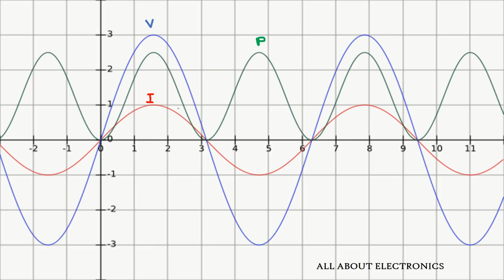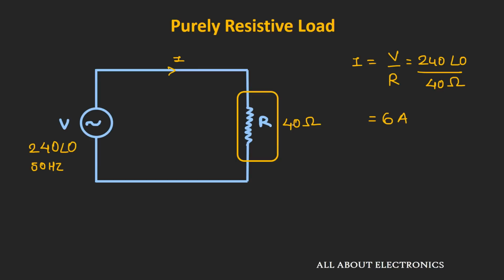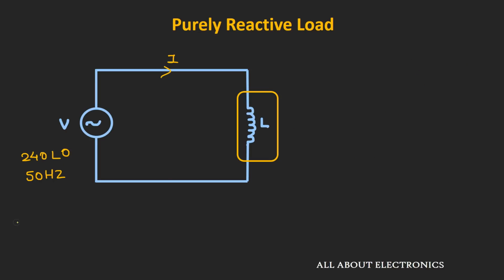As you can see here, this power is always greater than 0. That means the entire power is getting dissipated across the resistor. So in the case of a purely resistive load, the entire power is converted into useful work. In this case, the power P will be equal to I squared times R, that is 6 squared times 40 ohm, which comes out as 1440 watt.